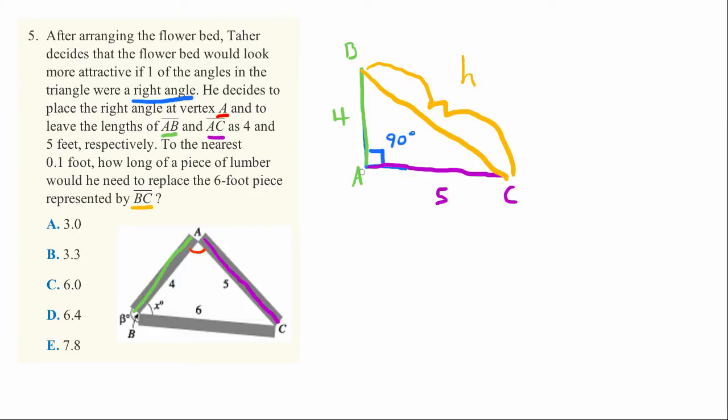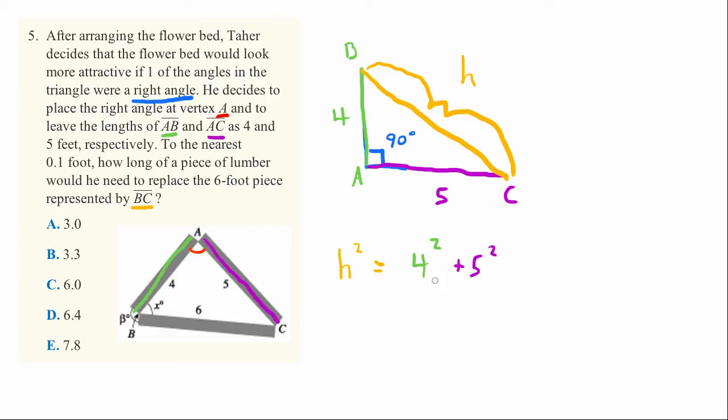And the thing to recognize here is that this is a right triangle, and there's an important relationship in right triangles. That is, the square of the hypotenuse, that is the side across from the 90 degrees, is equal to the sum of the squares of the two adjacent sides. And that specifically means in this case 4 squared, because that's one of the adjacent sides, plus 5 squared, which is the other of the adjacent sides.